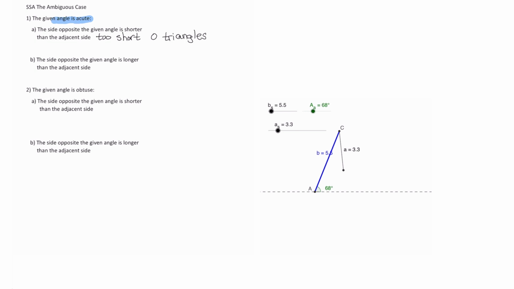If you were to set up the law of sines with 3.3 is to the sine of 68 degrees as 5.5 is to the sine of beta and try to solve it, you're going to get an error on your calculator. That's how the calculator shows you that it is too short and you won't get a triangle. Now, what if it's just long enough to reach?